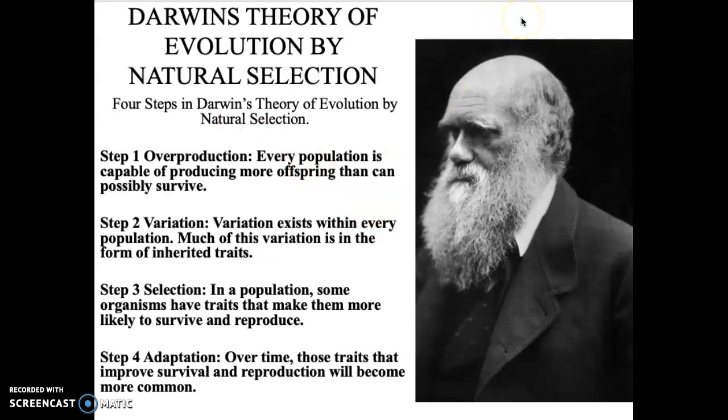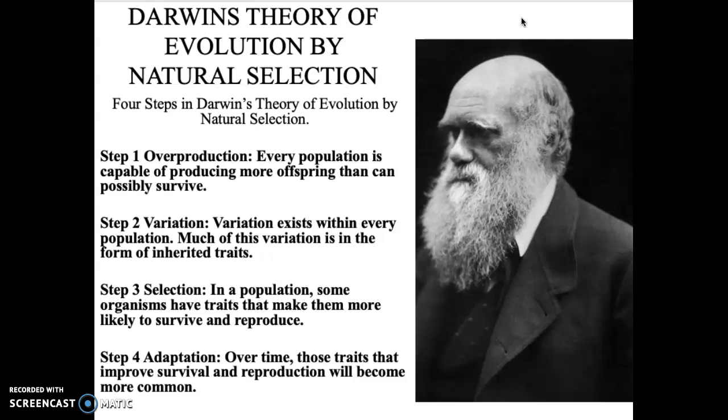Here are the actual steps. Step number one, within a population we have overproduction. That is, there are too many individuals within a population. Okay? They're going to compete for resources. Step two, within that population, there is variation. There are differences among those individuals.